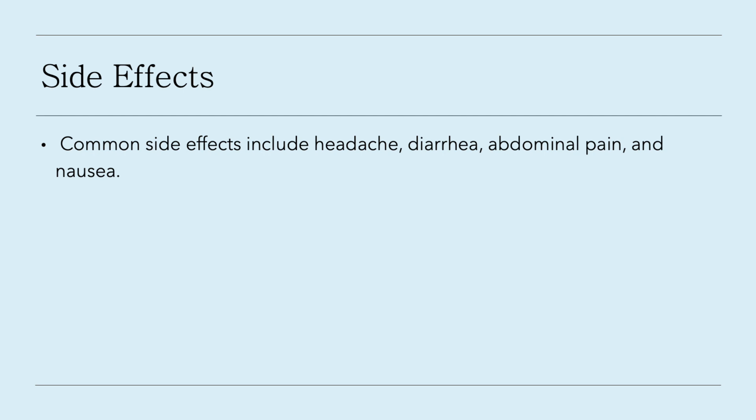So some side effects of your PPIs are headaches, diarrhea, abdominal pain, and nausea. They are at an increased risk for C. diff. So what is C. diff? C. diff happens when there is a disruption of normal healthy bacteria in the colon. So a bacteria then starts to form in the colon. And this patient will have diarrhea, and it is a very distinctive smell. If you ever smell C. diff before, you're going to know when it's C. diff.